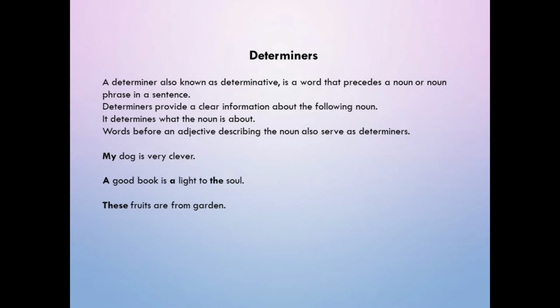In the sentence, both of these articles a and the are determiners. As you can see, the article a is preceding the adjective good. Similarly, the article the is preceding the noun soul. The next example is these fruits are from garden. In the sentence, these அப்படிங்கிற word தான் determiner. And this determiner is preceding the noun fruits.